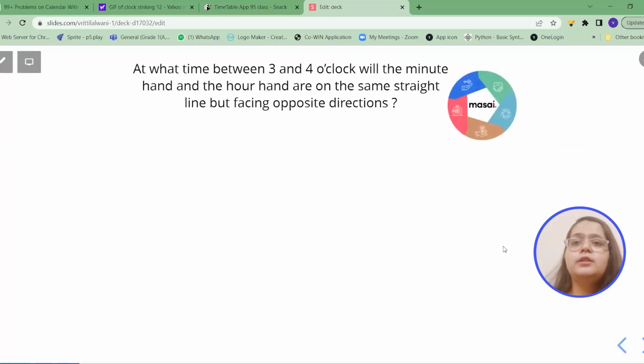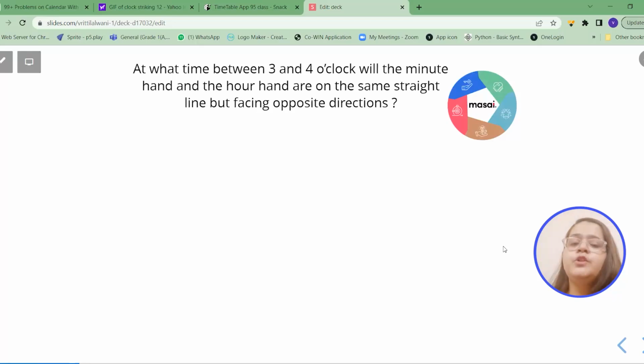So one more question on that. At what time between 3 and 4 o'clock are the minute hand and the hour hand on the same straight line but facing opposite? So same straight line facing opposite means like this. One is facing this side, other is facing this side.